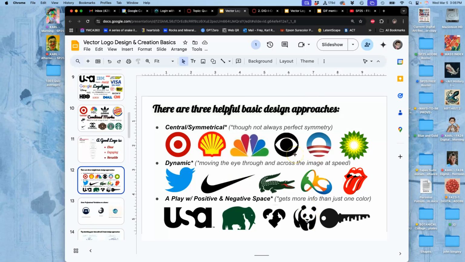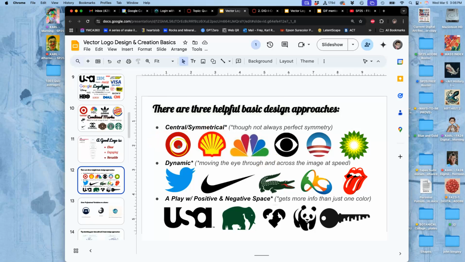Now there are 3 approaches that you're going to sketch for your vector design. This is going to be proving ground number 2, which is part of this unit. You're going to sketch your idea as a central symmetrical design. Doesn't mean it has to be perfect symmetry. Notice that the NBC peacock is not perfect symmetry. The beak goes off to one side, right?